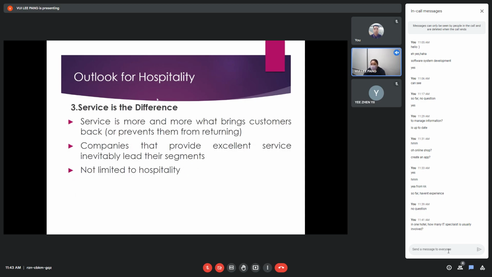And then service is the difference. As mentioned, every hotel provides lodging, food, and service. Each restaurant actually offers the same food. So how to differentiate from each other is through the services. Service is more and more what brings customers back, or prevents them from returning. So we need satisfaction. Yes. Companies that provide excellent service inevitably lead their segment. These services are not limited to hospitality; they apply to all fields and all industries.